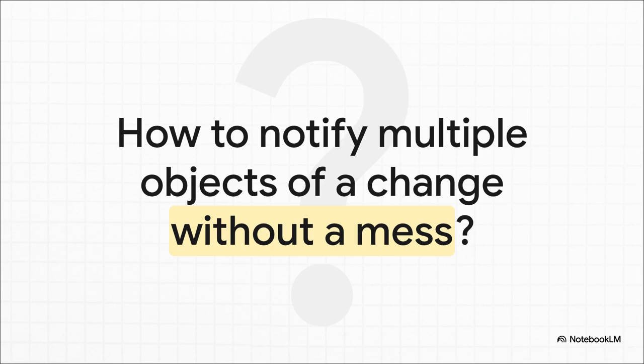Okay, so let's start with the problem that developers run into all the time. Imagine you have one object and its state changes. Maybe a new message arrives in a chat app. Now, how in the world do you tell all the other parts of the app that care, like the little notification badge and the main chat window, about this change? And how do you do it without creating a tangled, unmanageable mess of code?